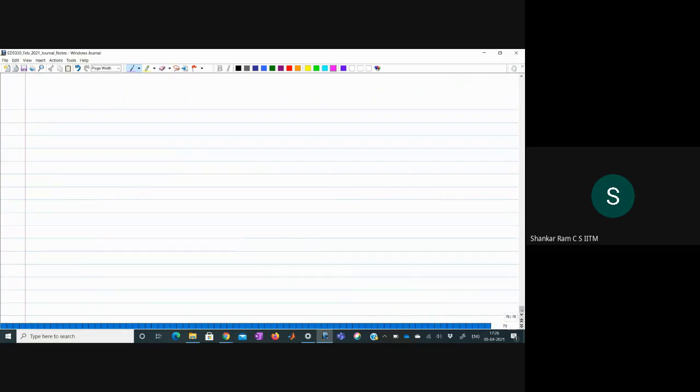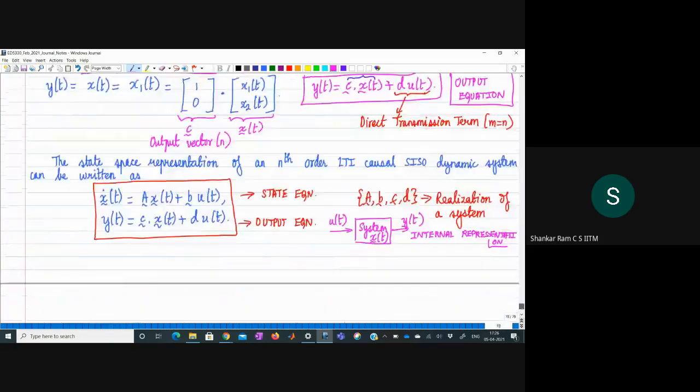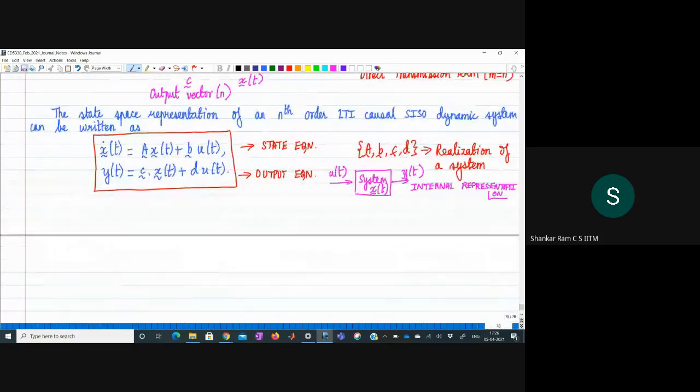All right. So that is the state space representation. Now, what about the equivalence between the two representations? Essentially, we want to figure out the equivalence between the transfer function representation and the state space representation that we have derived. So let's look at the equivalence.